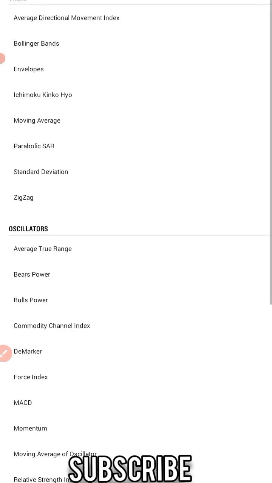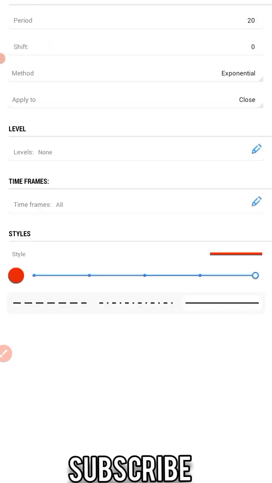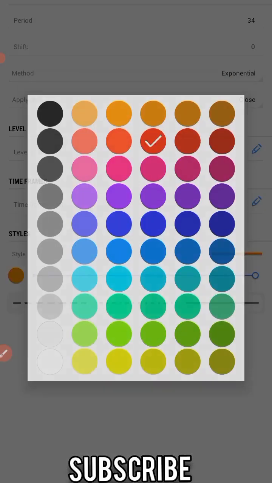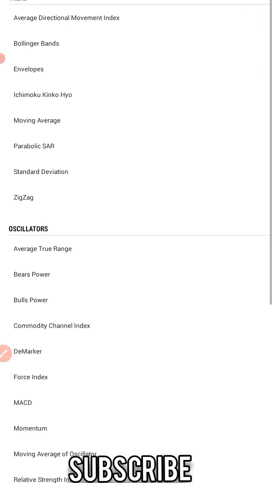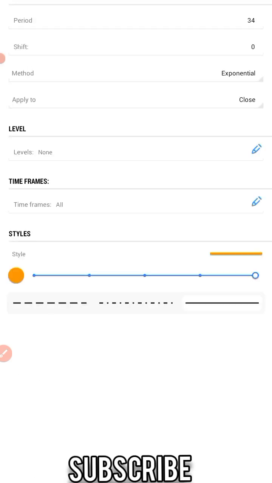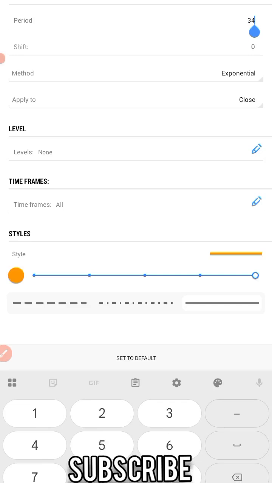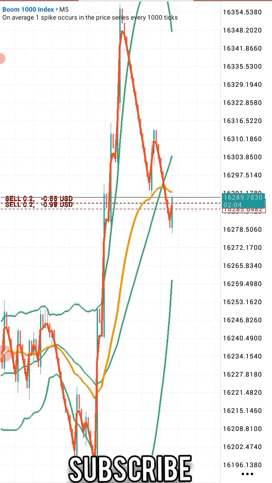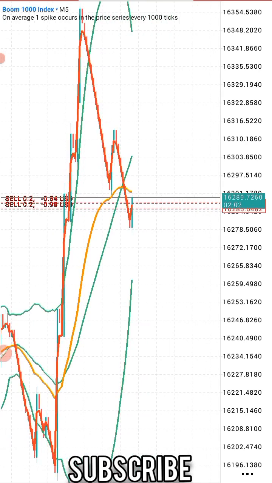For example, let me bring it up. You have your 34 moving average, you make it yellow, and then you have the two moving average. Make it red. Yes, look at how it will look like. You see how it looks like. It's still going to continue selling. Let me add position. It's still going to continue selling.